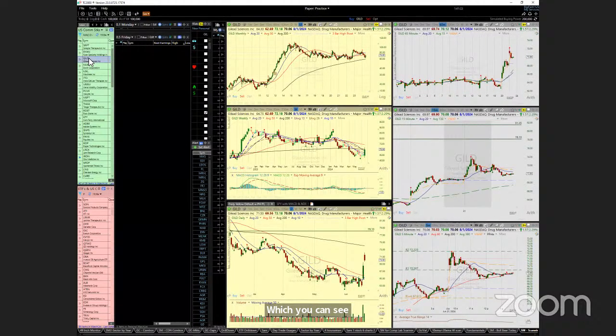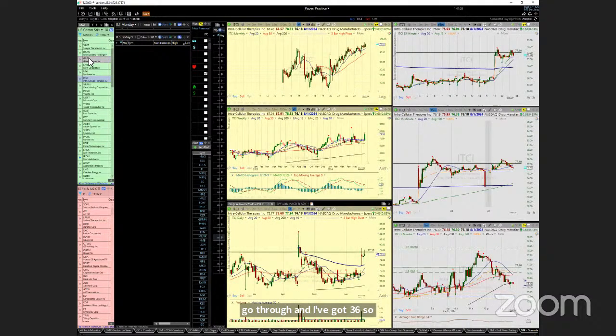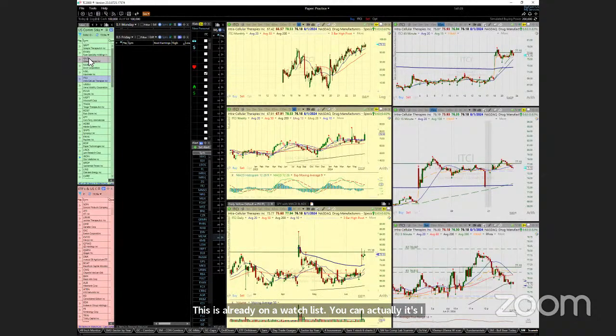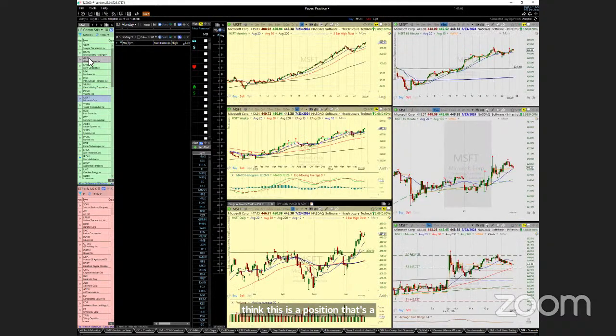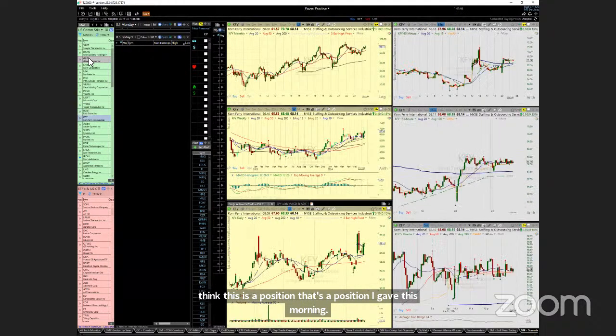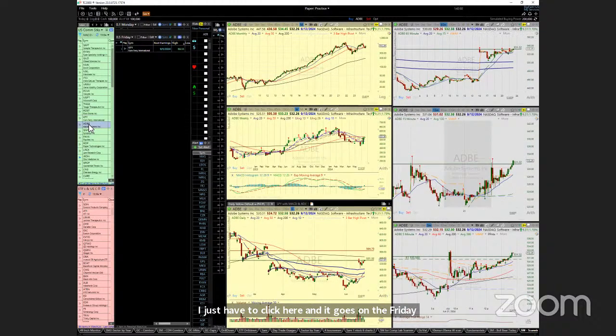So I'm just going to go through, and I've got 36, so we'll just go through very quickly. This is already on a watch list. I think this is a position. That's a position I gave this morning. A watch doesn't mean it's an actionable item. This one I will. So I'm going to put it on the watch list. I just have to click here and it goes on the Friday watch list. And then I'll have all of those for tonight to look through.